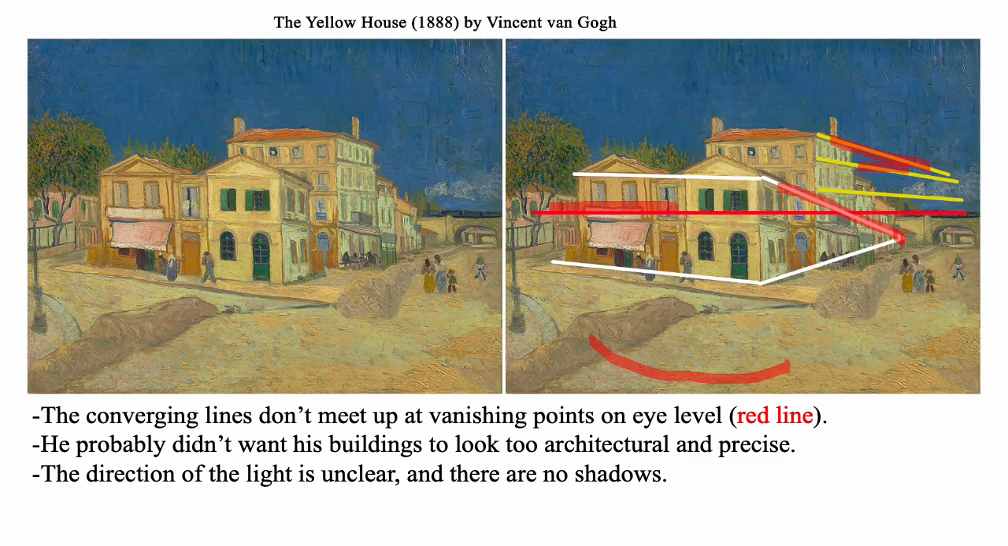Also, the lighting is unclear. The dark sky and these light faces of the house make it look like front lighting, where the sun is behind our left shoulder. But this side is a little bit lighter than this side, indicating that the sun might be to the right. But there are no shadows, suggesting an overcast day. But overall, it gives the impression that the house is lit from all sides.